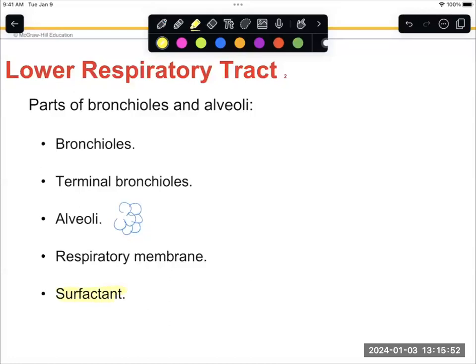Surfactant. Surfactant is a fluid, in a way, that is produced by the cells inside the alveoli, and it helps to keep those alveoli inflated. It prevents them from collapsing down. Once those alveoli collapse, it's a lot harder to take a breath to get air to pop them back open again. That's the best way to put that.